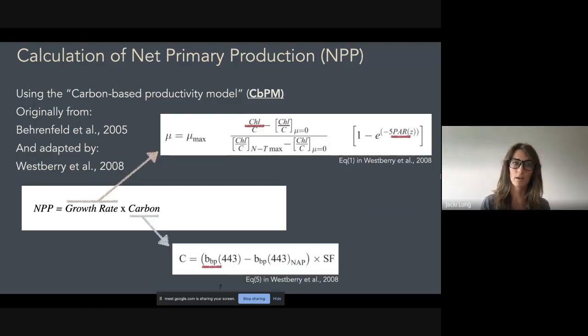So to get growth rate, which the Greek symbol for that is this letter mu, you can use this equation, which is included in the Westberry 2008 paper, where you need an estimate of chlorophyll, you need an estimate of carbon, and you also need an estimate of photosynthetically available radiation, or PAR, P-A-R. And then for carbon, you can get that from a backscatter estimate. And here we're using the coefficients described by Graff et al. in 2015 to convert backscatter to carbon. And doing these calculations for mu, for growth rate, for example, and carbon have been done and adapted to floats in many previous studies. So this part definitely isn't anything new.